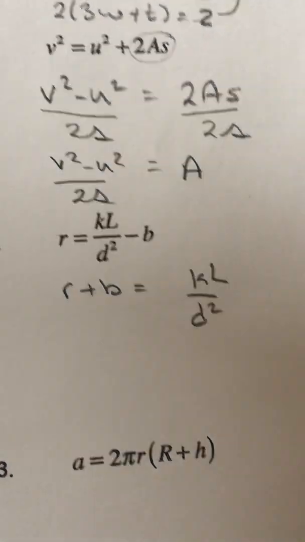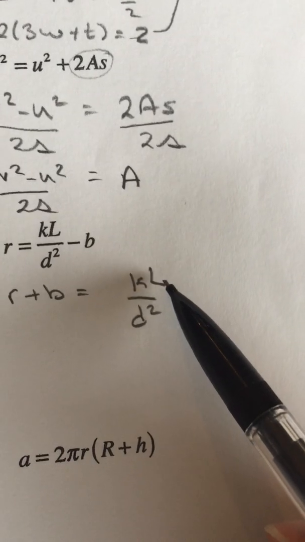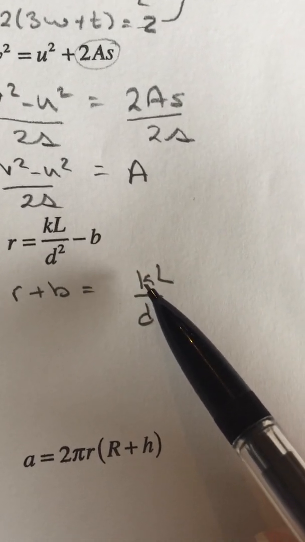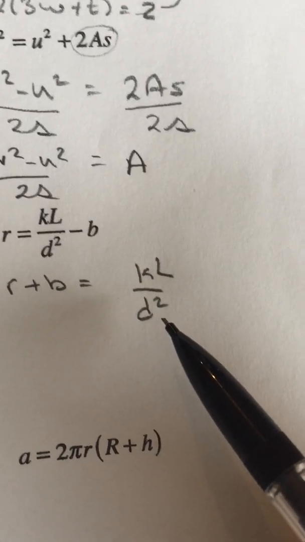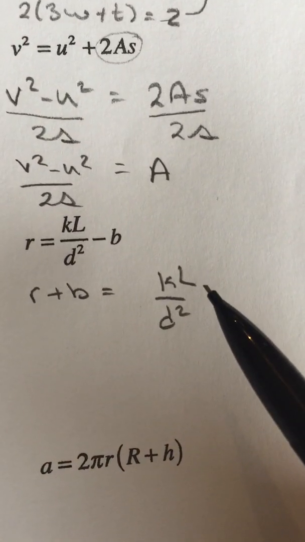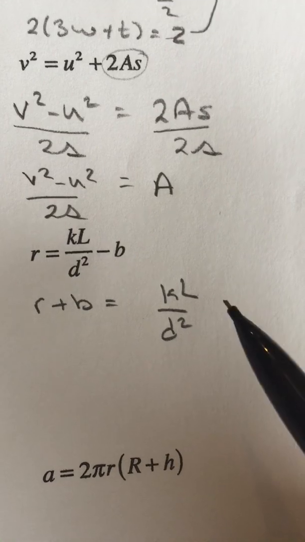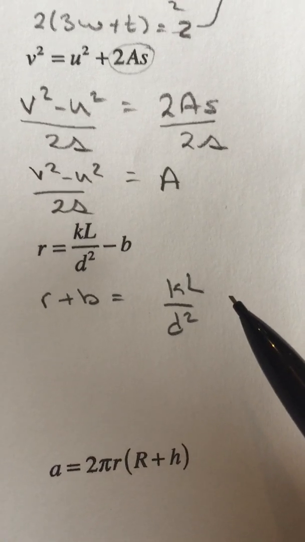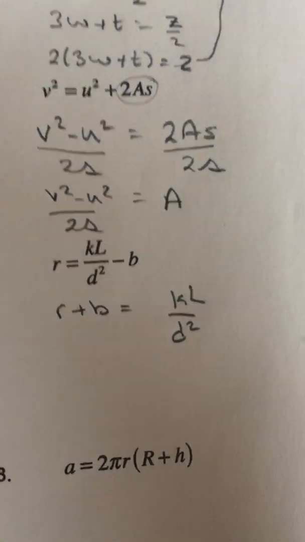Now, if you're ready, you can see that L is attached to two things. It's attached to K by multiplying, and it's attached to D squared by dividing. So I could multiply both sides by D squared, and then divide both sides by K to get L by itself. It's easier than doing it in 2 steps, if you understand.